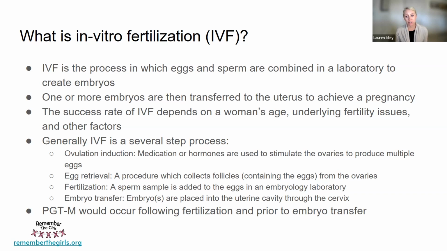After that, fertilization is the next step. This occurs in the laboratory, where a sperm sample from either the partner or a sperm donor is added to the eggs. And we hope that the sperm penetrates those eggs, and then those cells start dividing and they create an embryo. And then once that embryo has grown and divided for several days, the embryo transfer occurs. That's when one or sometimes multiple embryos are placed into the uterine cavity through the cervix.